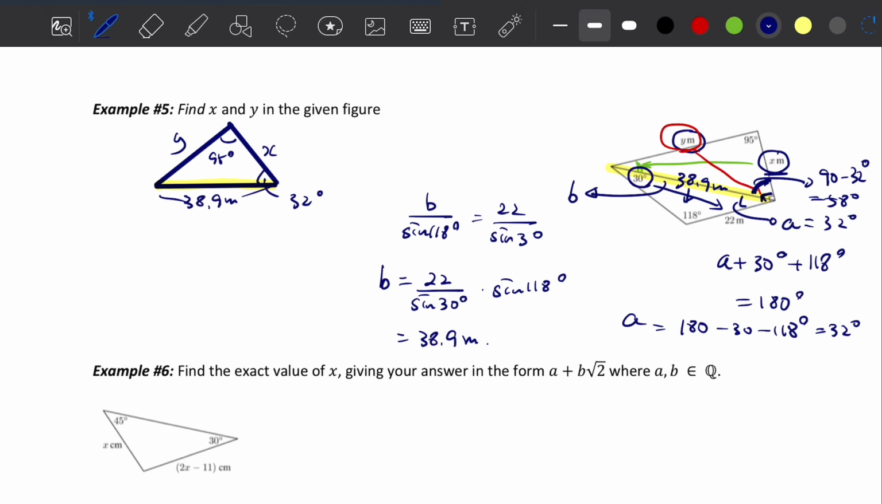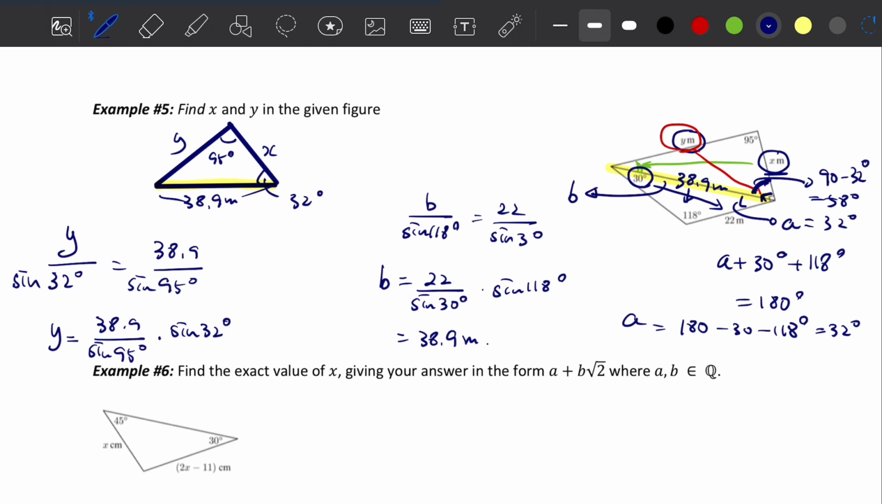Let's calculate the y value first. y over sine 32 degrees is the same as 38.9 over sine 95 degrees. Then the y value is 38.9 over sine 95 degrees times sine 32 degrees. This is equal to 33.1 meters. So we got the y value equals 33.1 meters.